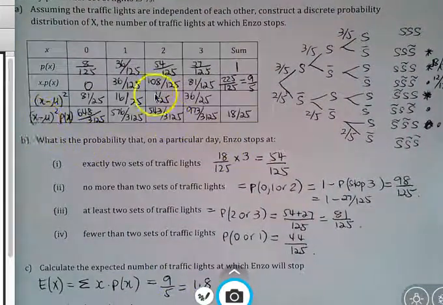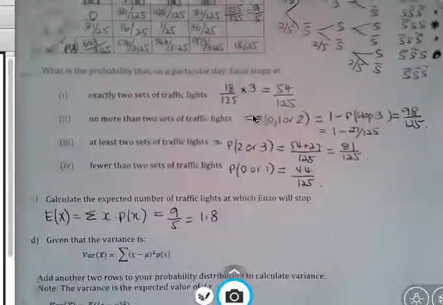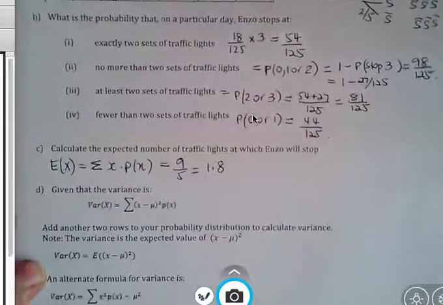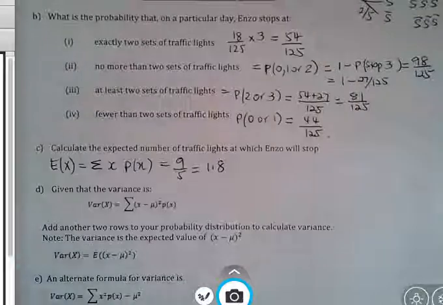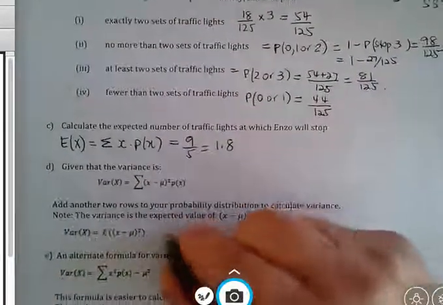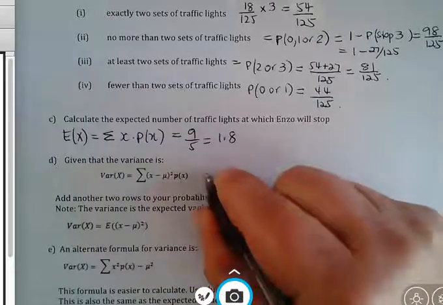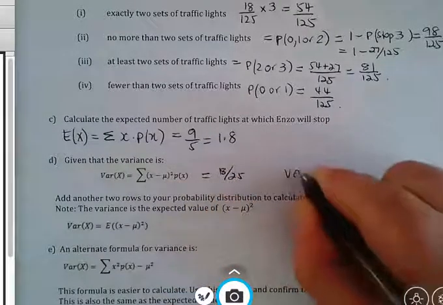Doing x minus mu squared, we get these values, and then multiplying those by the probability, so 1 over 25 times 8 over 125, etc. Doing that for all the x minus mu squareds times the probability of x, and adding them up and totaling, we get 18 over 25. Sorry, this is the variance. The variance is 18 over 25. That's what we got for the variance in x.